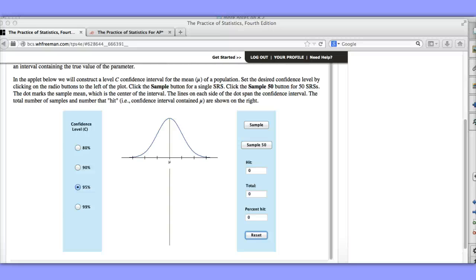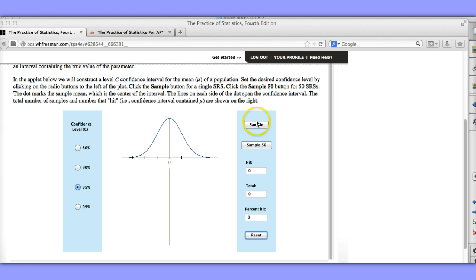Hello everyone. In this video we're going to take a look at three items. One is the confidence interval applet that we were having trouble with on Friday. The second thing is the interpretation of confidence level, those three different statements that you had to analyze. And the third thing is an old AP free response question from the 2011 test Form B, question 5. Let's begin with the applet.